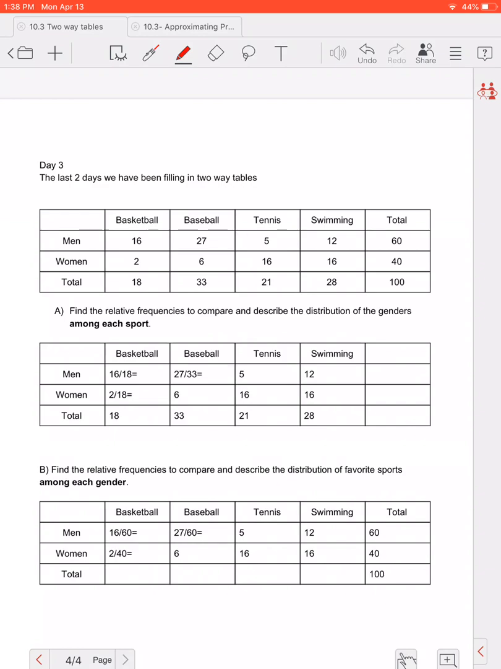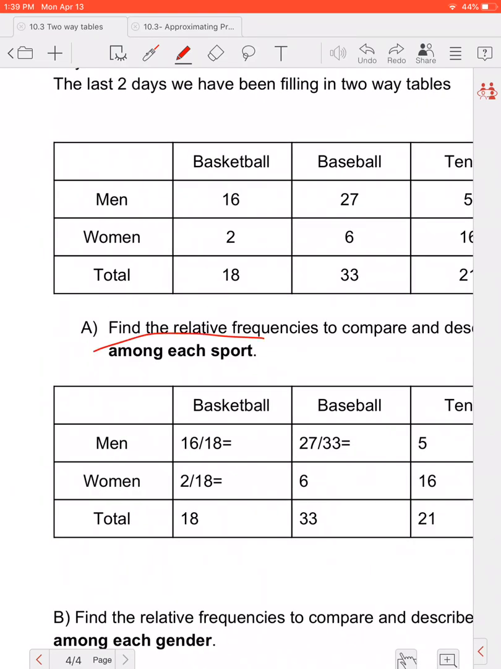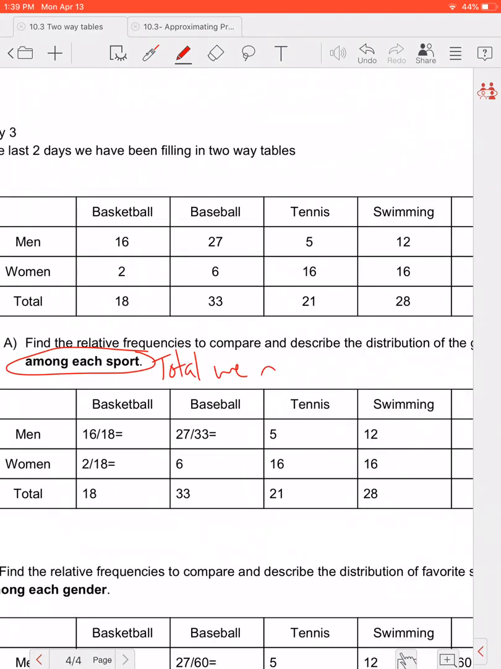And you'll see I bolded this. So we have two questions and they actually say the same thing, okay? So one says relative frequency to compare and describe the distribution of genders among each sport, and that's bolded. And then it says find the relative frequencies to compare the difference of distributions of favorite sports among each gender. So that part's very important. So whatever the among each part is, that's the total we divide by.